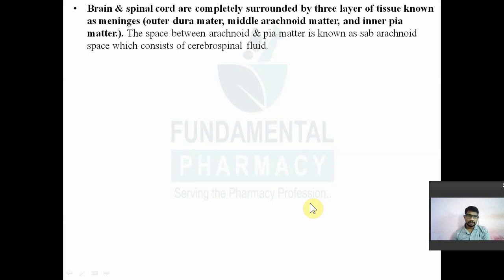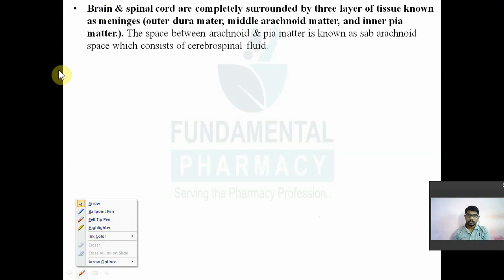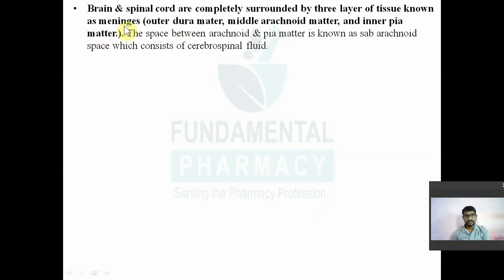Look here, the brain and the spinal cord are covered by different tissues. There are three layers of tissue covering over the brain. They are known as the meninges: outer dura mater, middle arachnoid mater, and inner pia mater. The space between arachnoid mater and pia mater is known as the subarachnoid space. And in this space, there is cerebrospinal fluid.